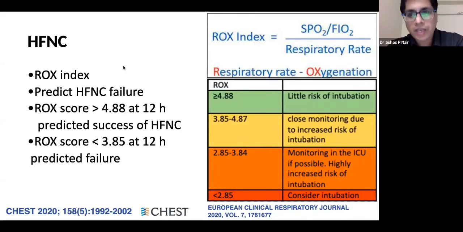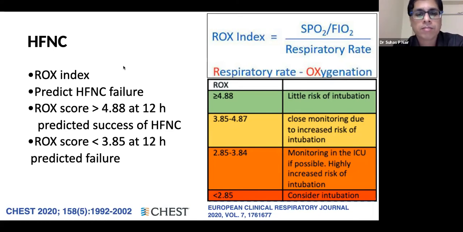So HFNC failure should be picked up earlier, and you should proceed for either NIV or intubation. The ROX index is described in the pre-COVID era to see the HFNC failure, but the crux of how to predict the HFNC failure depends upon the clinical skills.